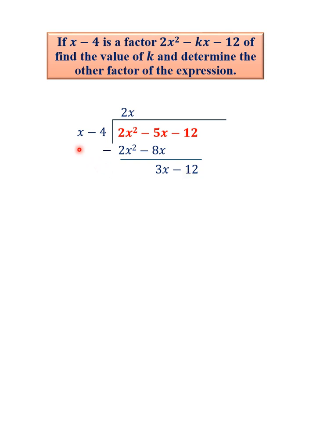We go again. x into 3x is going to give us plus 3. 3 times x is 3x. 3 times negative 4 is negative 12. These two are the same, so when we subtract, it's going to give you 0 as the remainder, which means the second factor is 2x plus 3. So the other factor we are looking for is 2x plus 3.